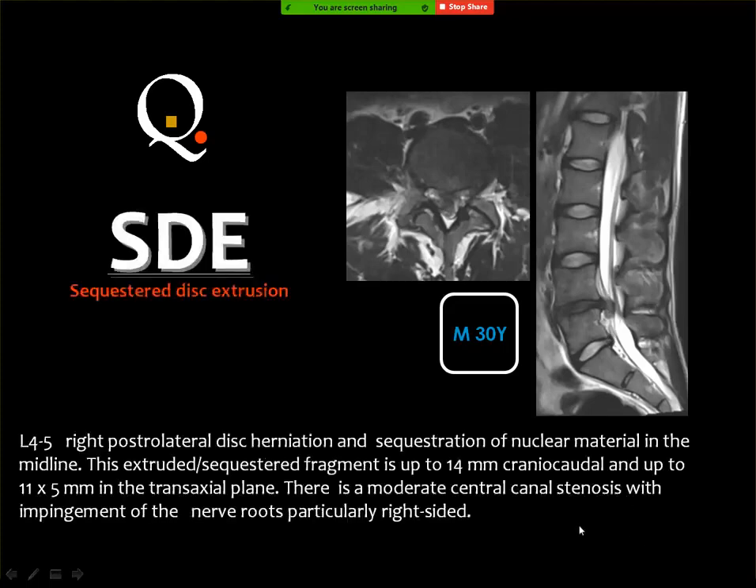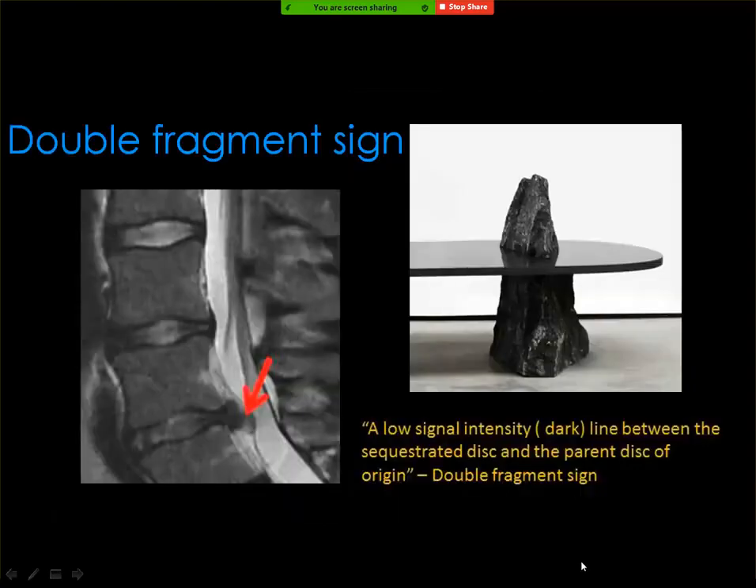Caudal migration. Then there is a newly described sign in the literature which indicates the presence of a line between the disc itself and the other disc component, and this is highly suggestive of disc sequestration. And it's not needed that you see that the sequestrated fragment is totally separable from the disc itself. This sign is known as the double fragment sign. And between the two fragments, you got a line.